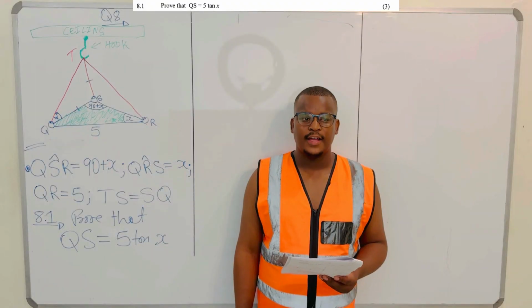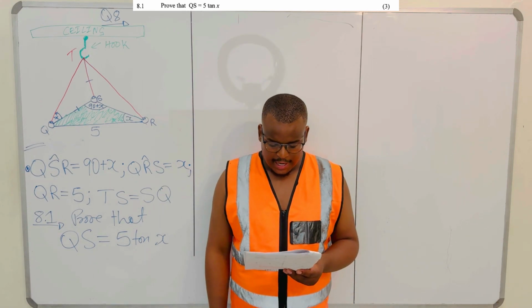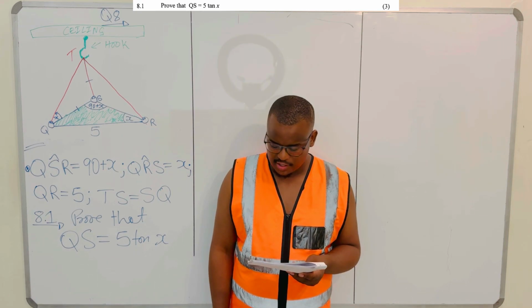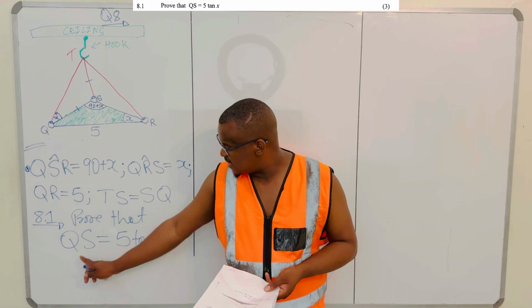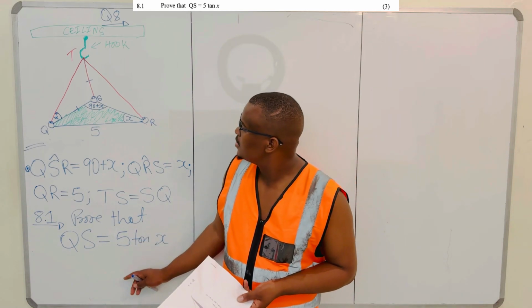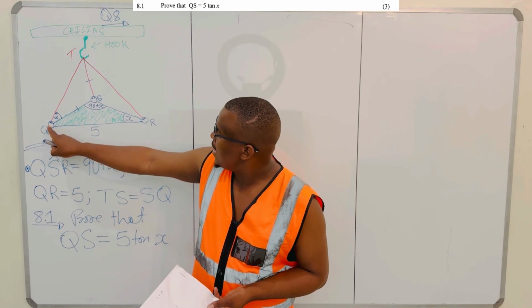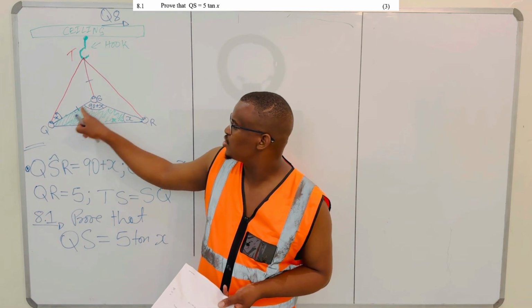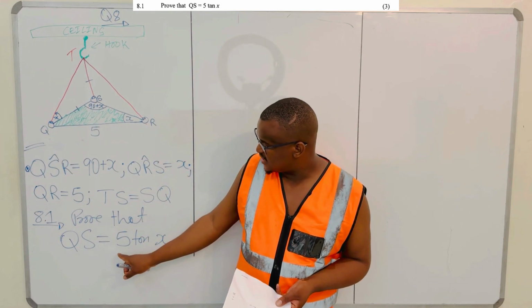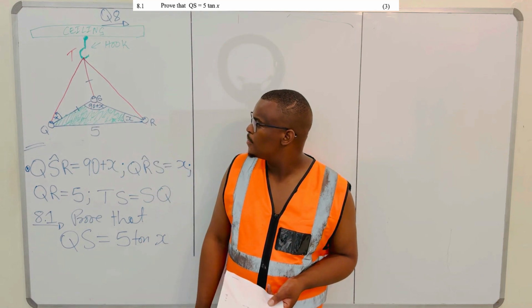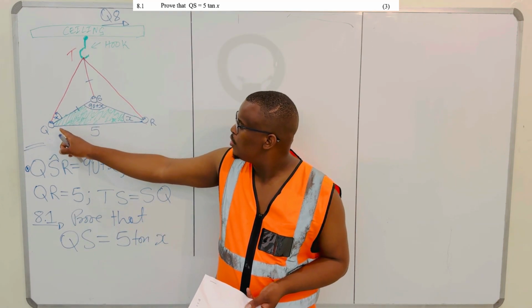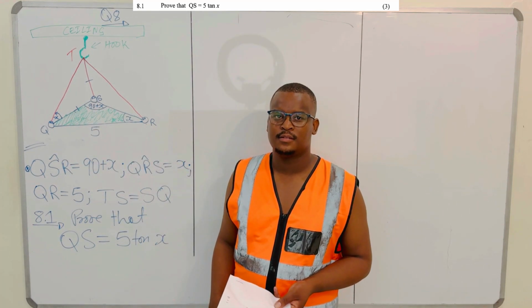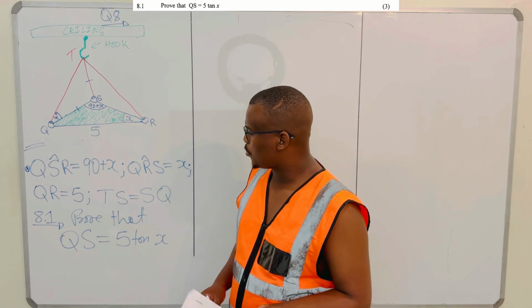8.1. Okay, so now we're doing 8.1. 8.1 reads as follows: Prove that QS is equal to 5 tangent of X. They wanted to prove that QS is equal to 5 tangent of X. What is QS? QS is the distance between this person here and that person over there. That distance is QS. So they want us to prove that the distance between these two guys is equal to 5 tangent of X. The distance between Q and person S. Not a problem. So how to approach this?